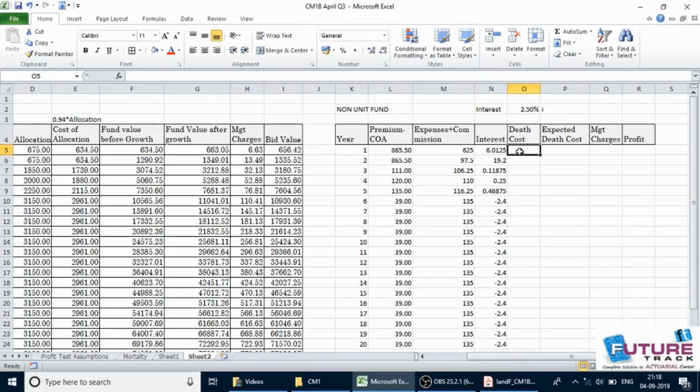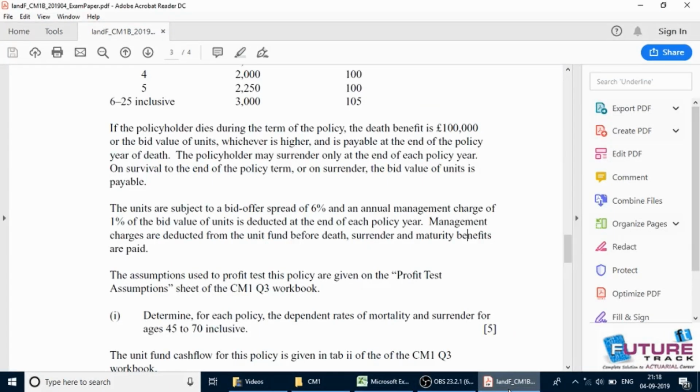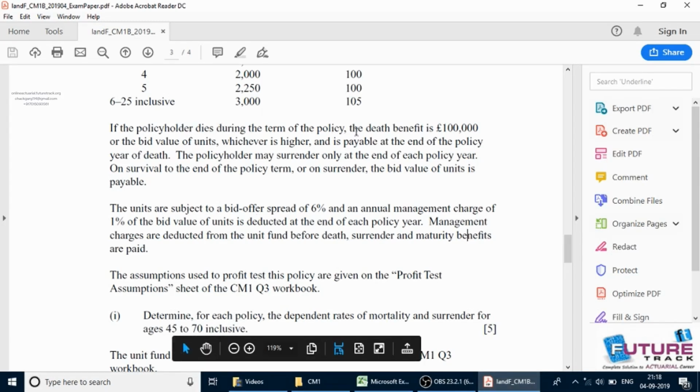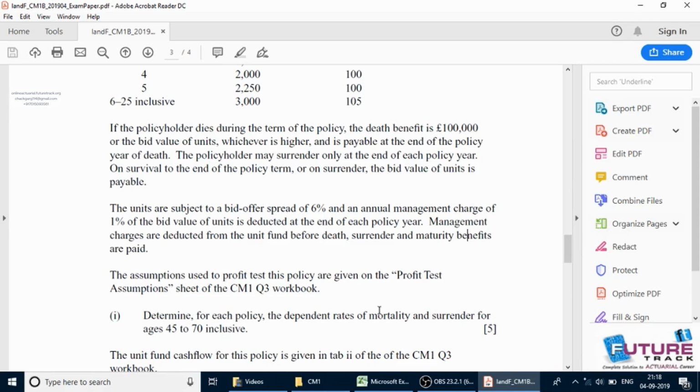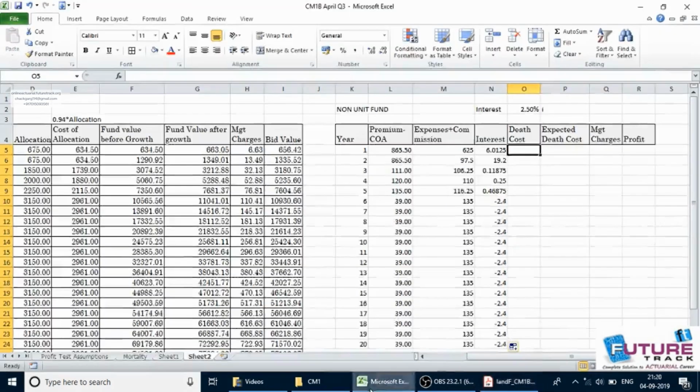Now, death cost part, class. See, the policyholder dies during the term of the policy. The death benefit is 1 lakh or the bid value of unit, whichever is higher. So class, this is a very important thing. Now, for the death cost, what is the death cost to the company? So here, if the bid value is more than 1 lakh, then the company has no costing. But if the bid value is less than 1 lakh, whatever the amount short, that is paid by whom? That is paid by the insurance company.